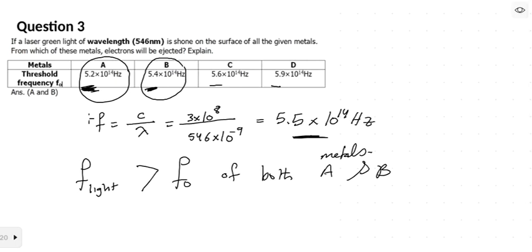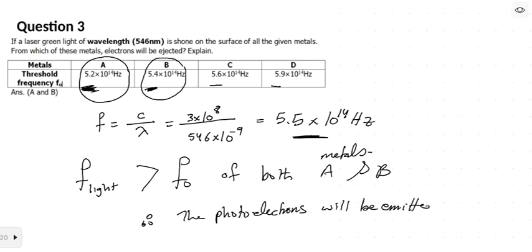So this light can remove electrons only from metals A and B. So therefore, the photoelectrons will be emitted only from the surface of metals A and B.